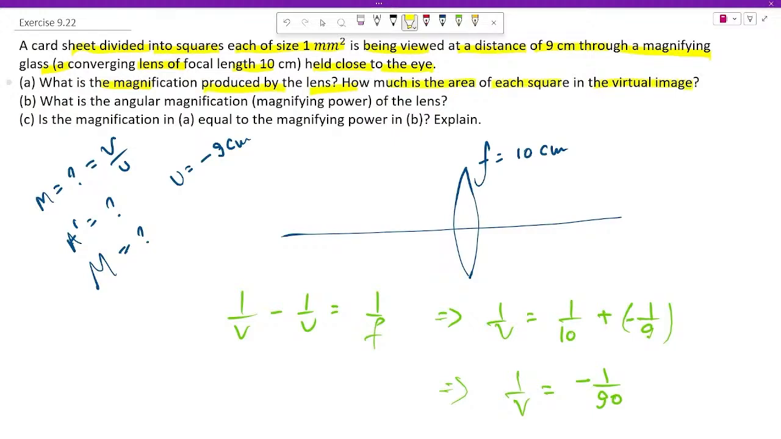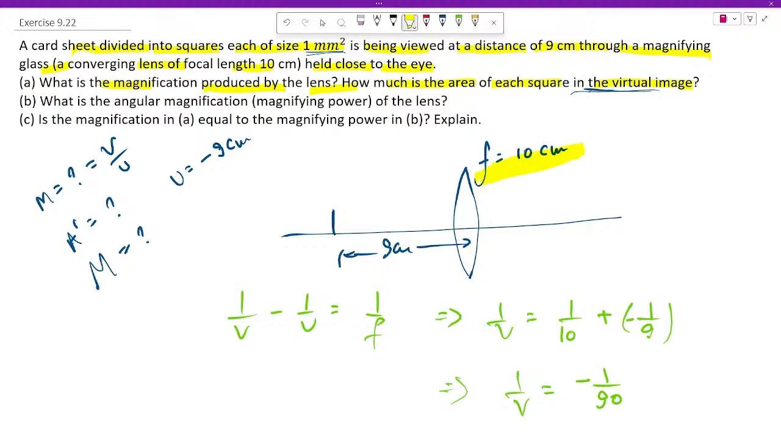virtual image? So the question is saying that there is a convex lens of focal length 10 centimeter, and in front of the convex lens there lies a sheet. Let us assume it over here, and it is 9 centimeter in front of that convex lens, and on the sheet there is a pattern of squares, each of area 1 millimeter square. So we have to find out what is the magnification produced by this lens and what is the virtual area, or the area of the image produced by the lens.